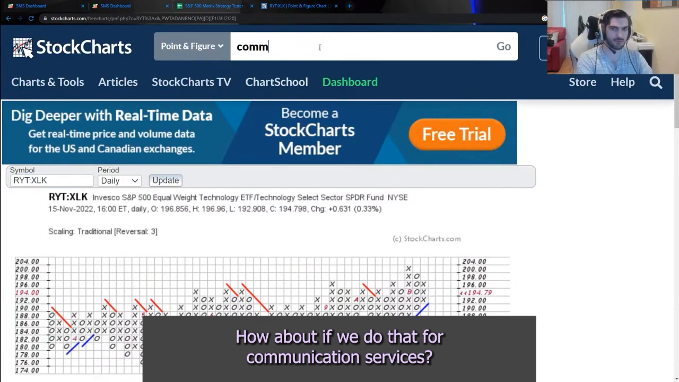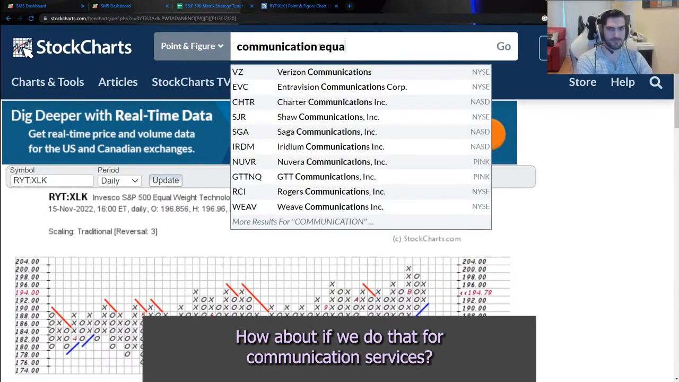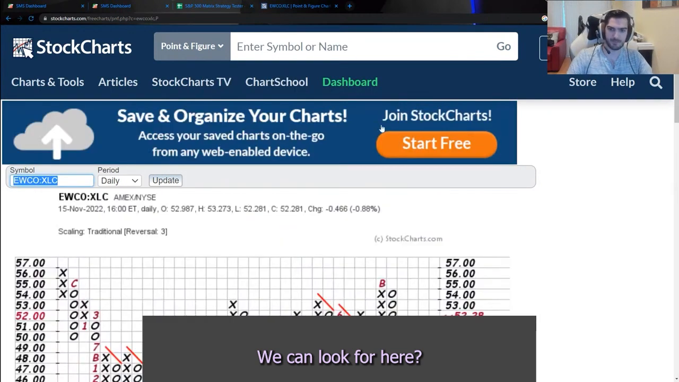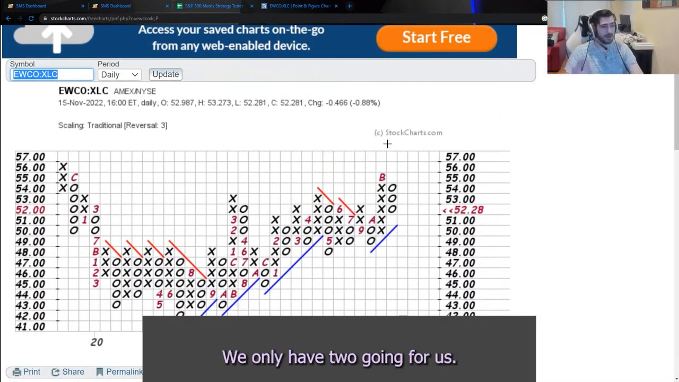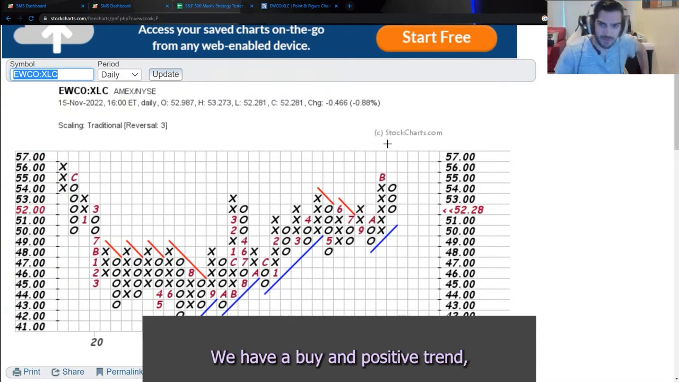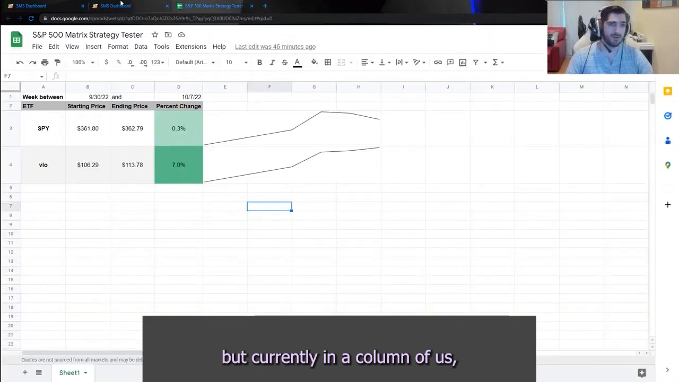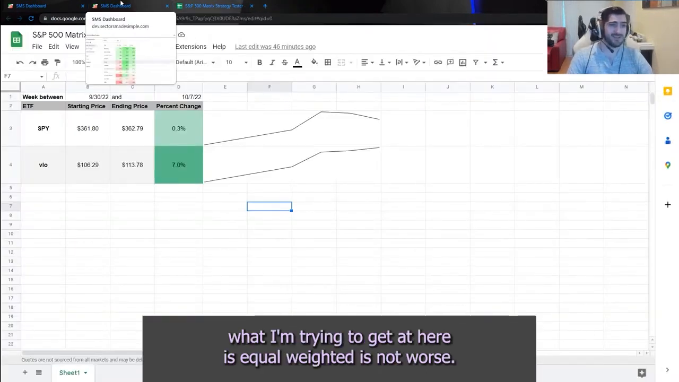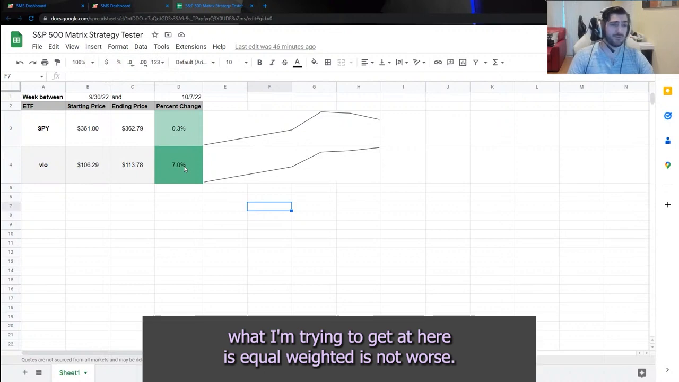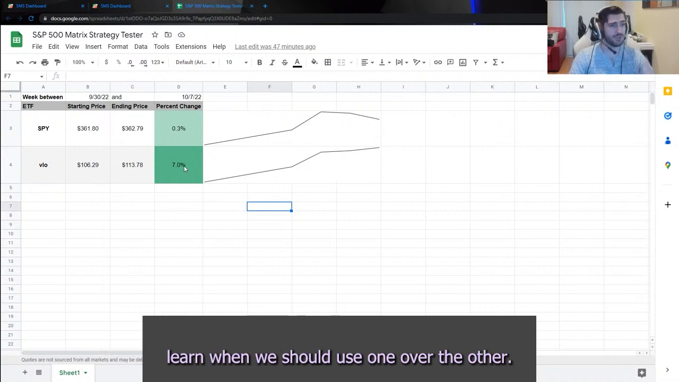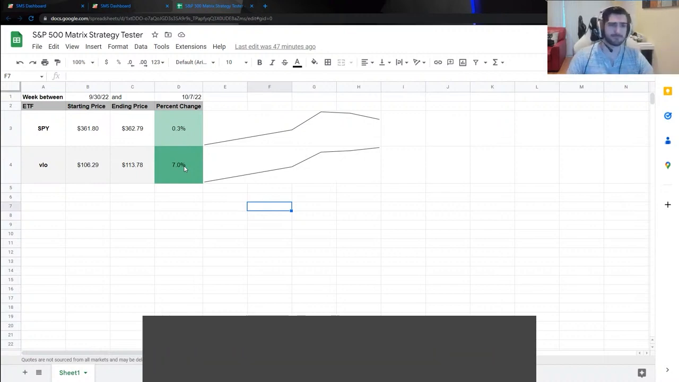How about if we do that for communication services? We can look for that. Here we only have two going for us. We have a buy and positive trend, but currently in a column of O's. What I'm trying to get at here is equal weighted is not worse. They're different. And the best thing we can do is learn when we should use one over the other.